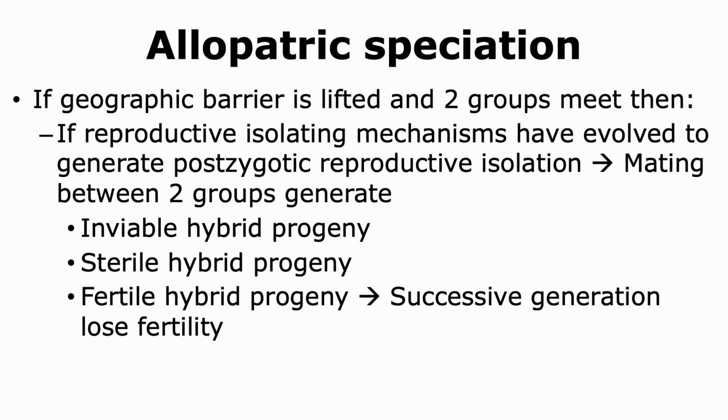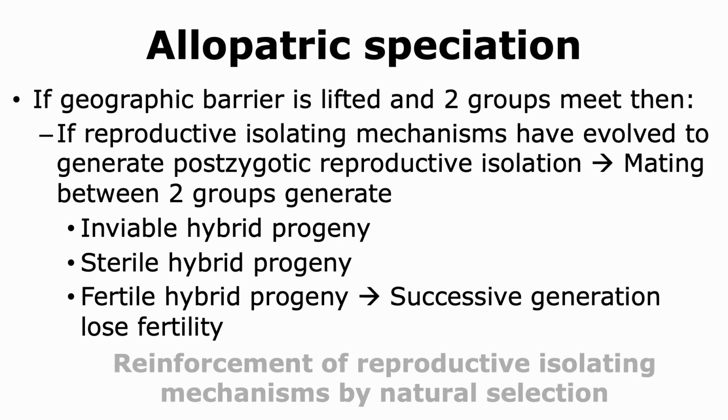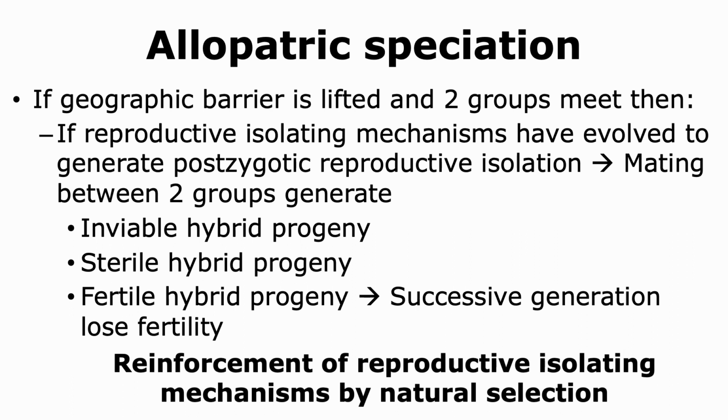However, the successive generations of these hybrid progeny lose their fertility. Thus, in these situations, there is a reinforcement of the reproductive isolating mechanisms by natural selection, and eventually prezygotic reproductive isolating mechanisms will evolve that will allow the different groups to become their own species.